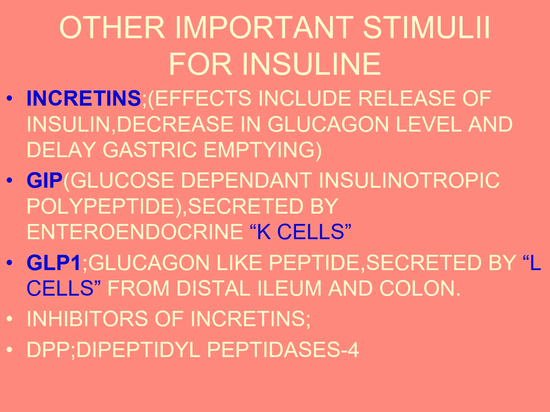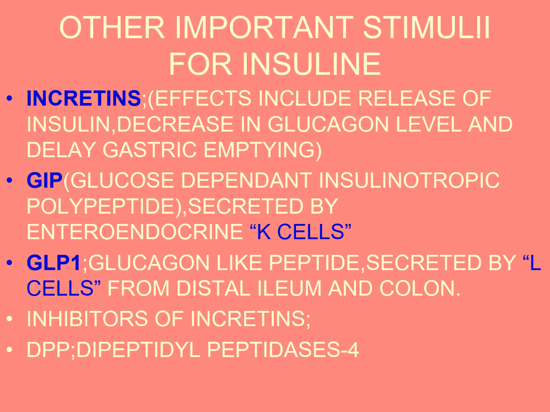The other important stimuli for insulin are the incretin effect. This includes the release of insulin, decrease in the glucagon level, and delayed gastric emptying. These are very important hormone-like peptides released from the gastrointestinal tract, and they have a very important role in controlling the secretion of insulin. The GIP, or glucose dependent insulinotropic polypeptide, is secreted by enteroendocrine K cells. The GLP-1, or glucagon-like peptide 1, is secreted by the L cells from the distal ileum and the colon.